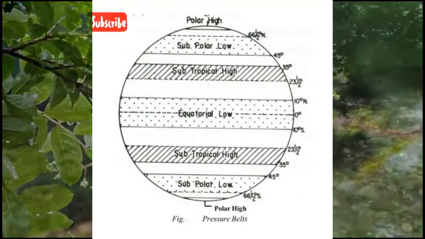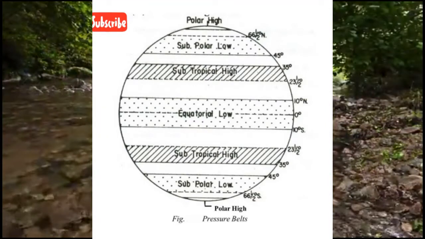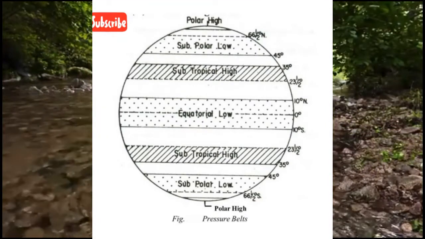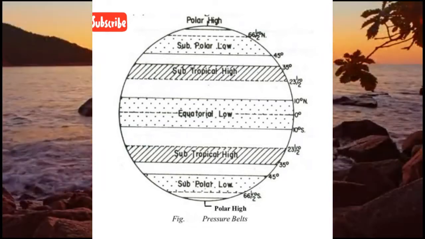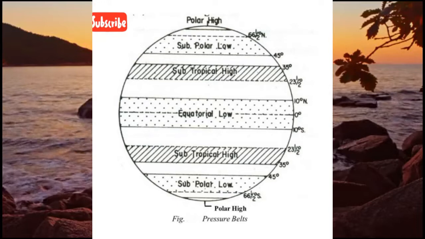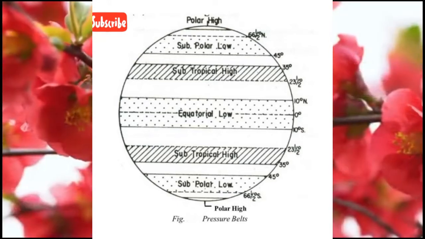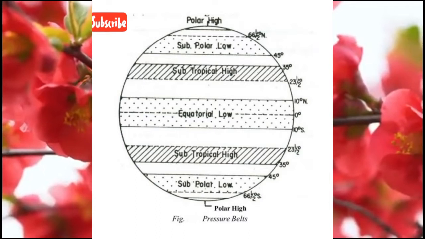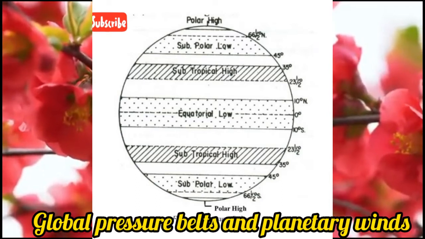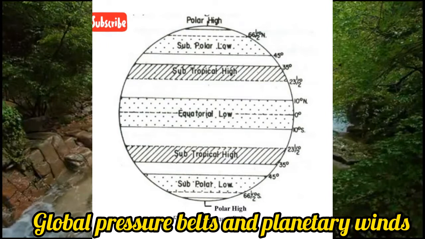As you can see on the screen, the pressure belt and planetary wind has the subpolar low pressure, the subtropical high pressure, the equatorial low pressure, the subtropical high pressure, and the subpolar low pressure. After drawing your diagram, you bring out the name of the diagram as global pressure belt and planetary winds.